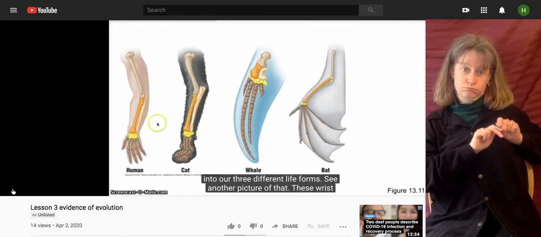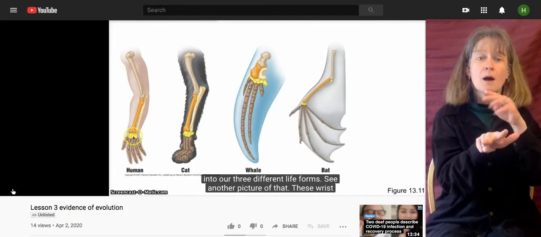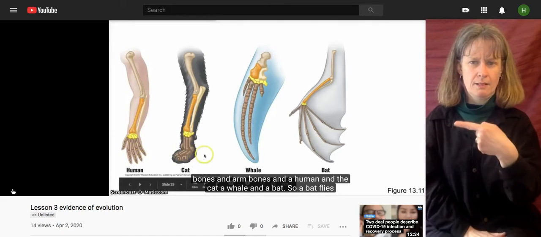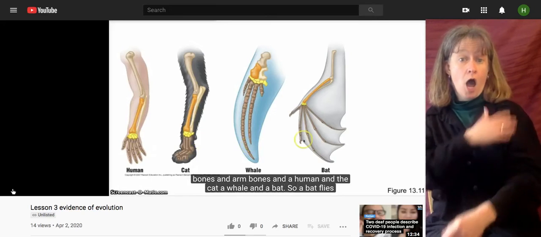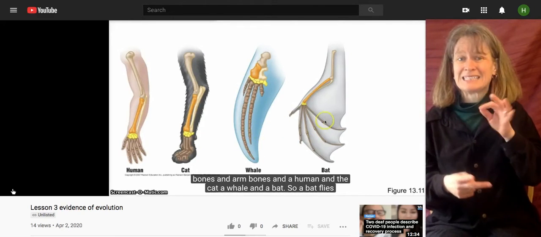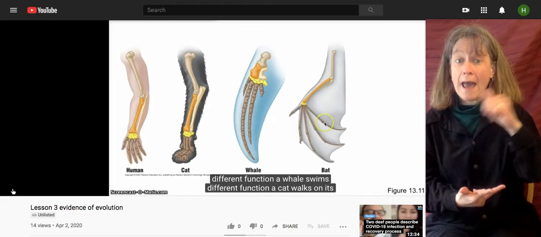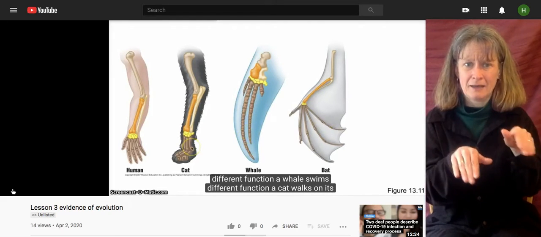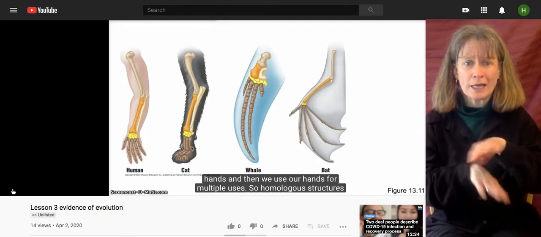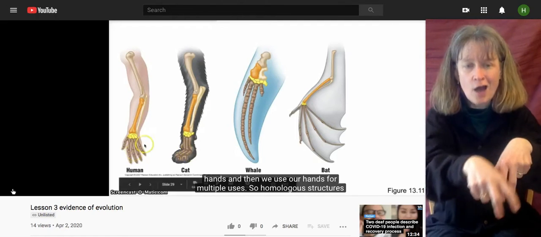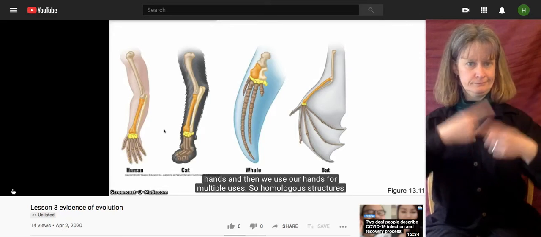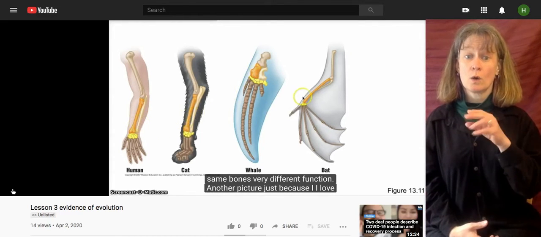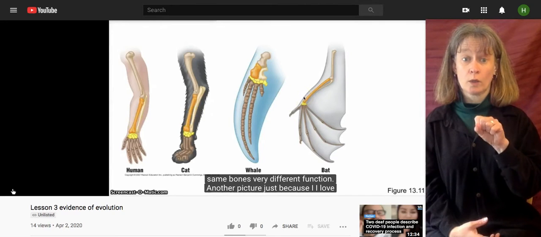Another picture of that, these wrist bones and arm bones in a human and a cat, a whale and a bat. So a bat flies, different function. A whale swims, different function. A cat walks on its hands. And then we use our hands for multiple uses. So homologous structures, same bones, very different function.